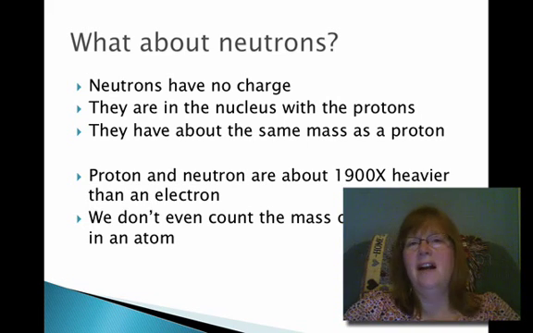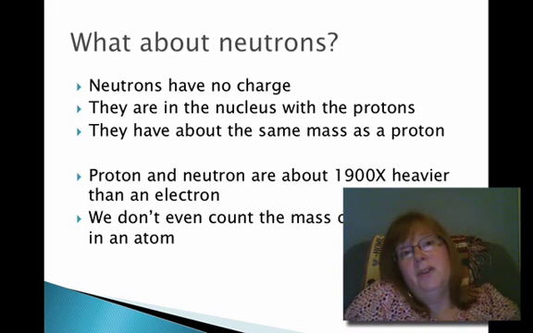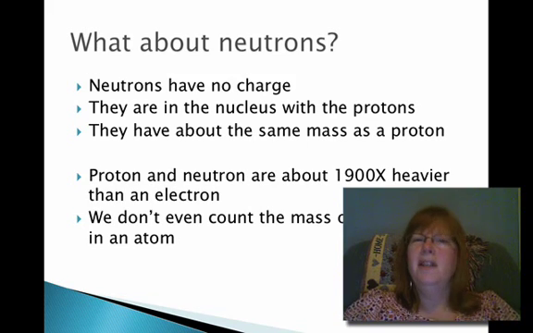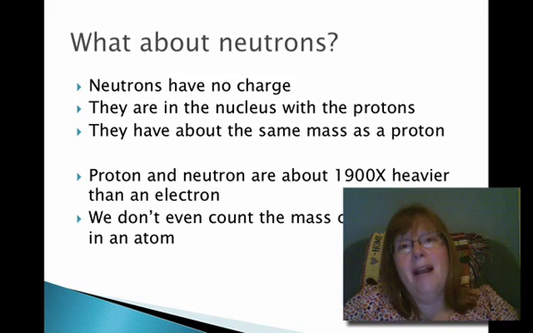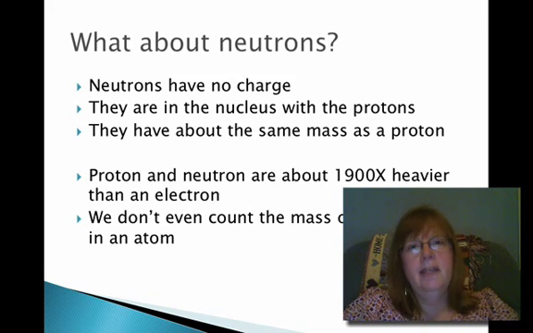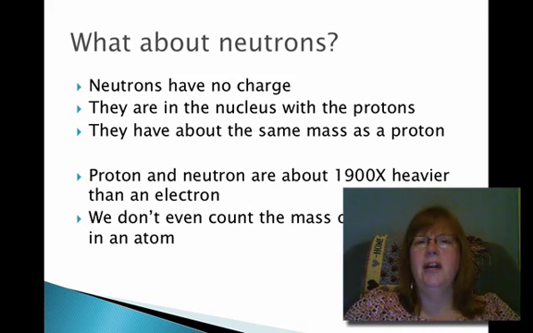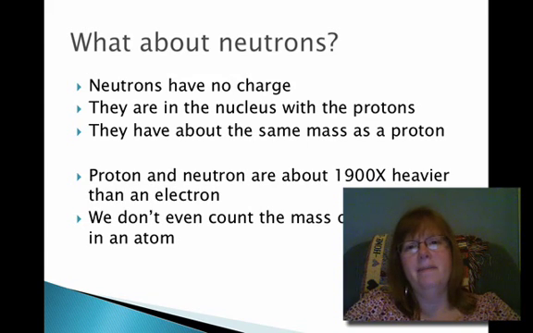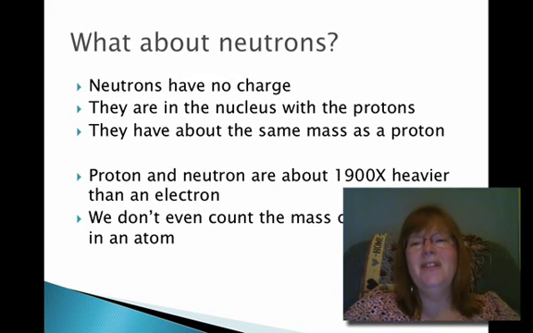Now, we haven't talked at all about neutrons. They're neutral. They don't have any charge. They're in the nucleus with the protons. They have about the same mass as a proton. Actually, the protons and the neutrons are pretty much all the mass of an atom. They're approximately 1,900 times heavier than an electron. We don't even count the mass of an electron in an atom.